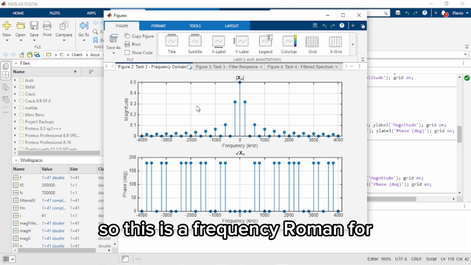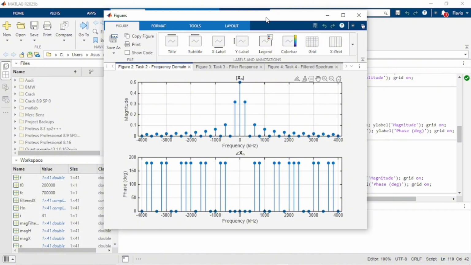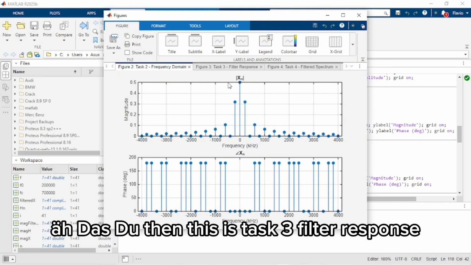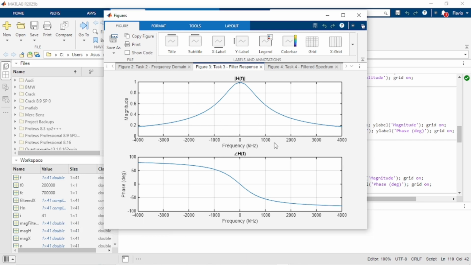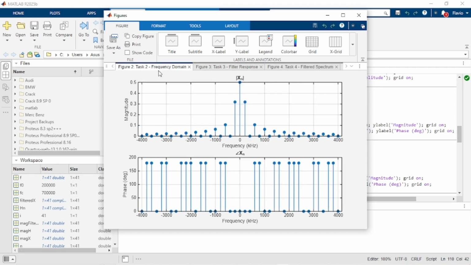So this is the frequency domain for task 2. Then this is task 3, the filter response. This is the graph. That's all for me.